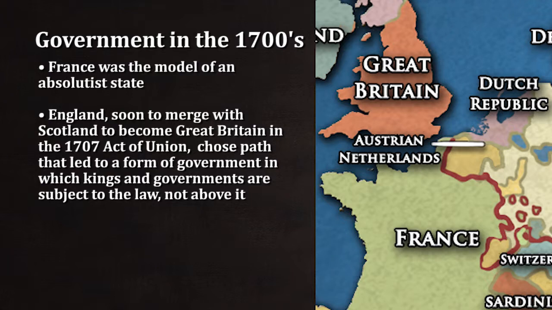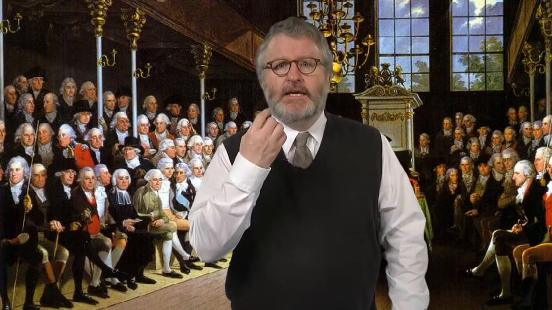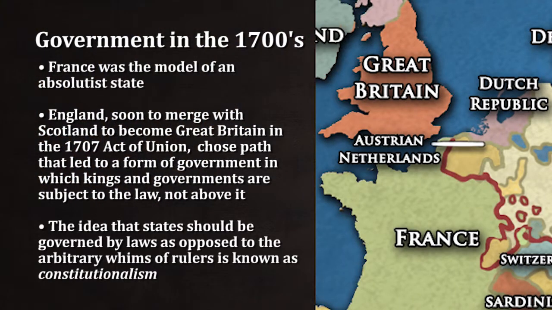It had chosen a path that led to a form of government in which kings and governments are subject to the law, not above it. While this radical idea was not entirely new in the 17th century, its implementation on such a large scale was. First in the Dutch Republic, then somewhat later in England. The idea that states should be governed by laws as opposed to the arbitrary whims of rulers is known as constitutionalism, and its theory and practice will be the focus of this and the next three lectures.